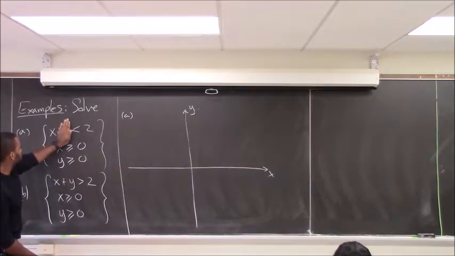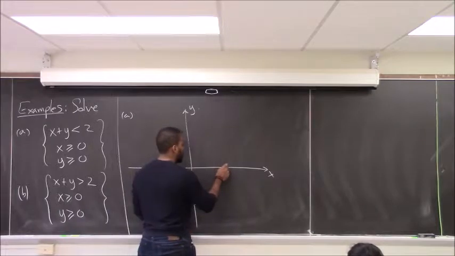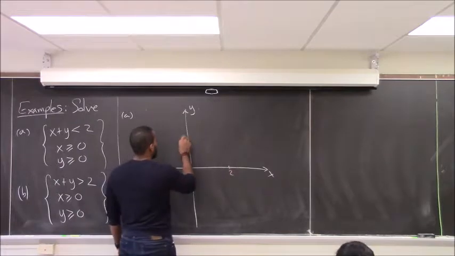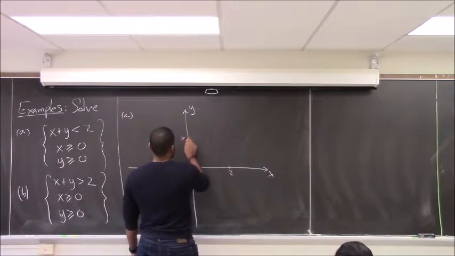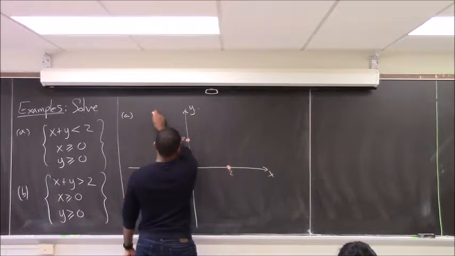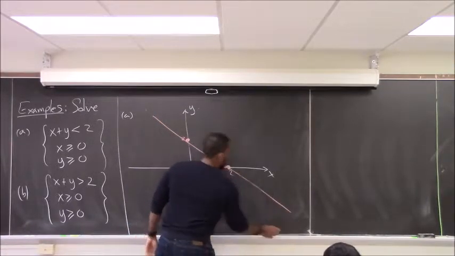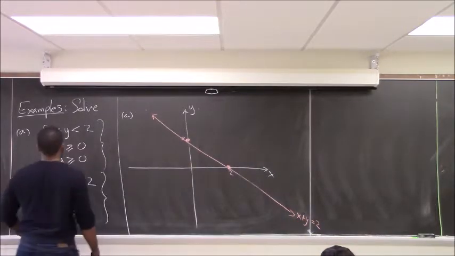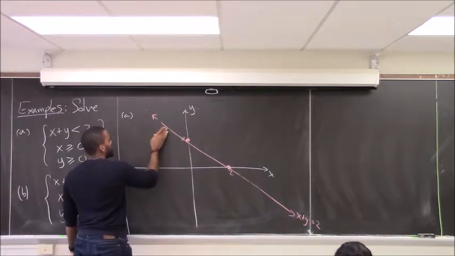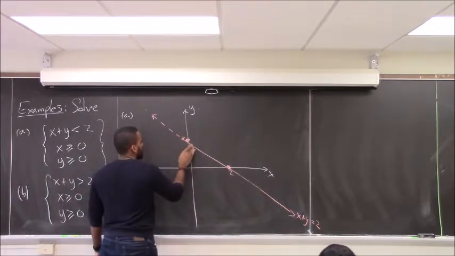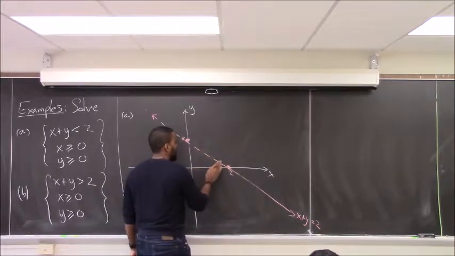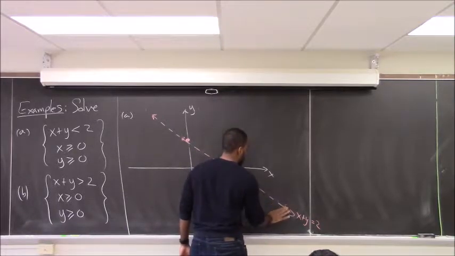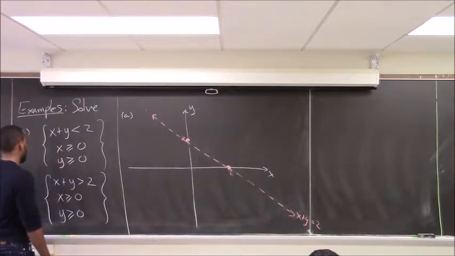So if I plug in y equals 0, I get x equals 2. So that's going to be here. If I plug in x equals 0, I get y also equals 2. That's going to be here. So I obtain 2 points. Once you have 2 points, that's enough to sketch a line. So that should be a straight line. This is x plus y equals 2. Here, though, I want it to be a strict inequality, so this should actually be a broken line. So that's one of them.